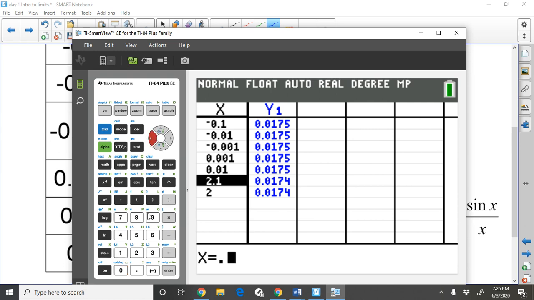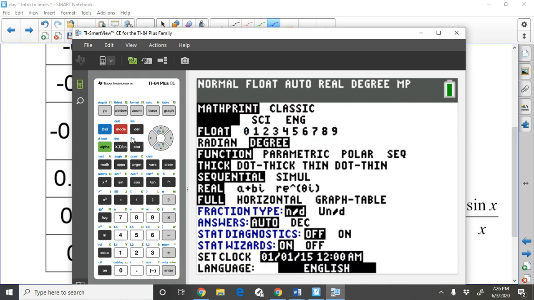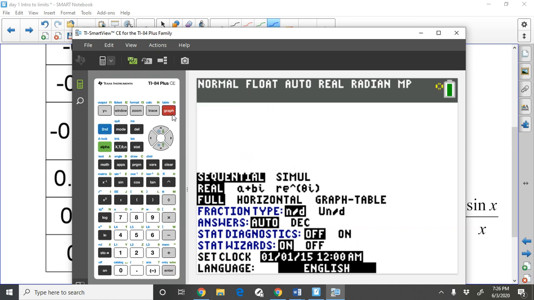Oh, hold on. One comment here. Since I'm doing trig, the mode matters. In this case, I really want to be in radians. Otherwise, I'm looking at 0.01 degrees, which is such a small number. So I'm going to go back to my table.